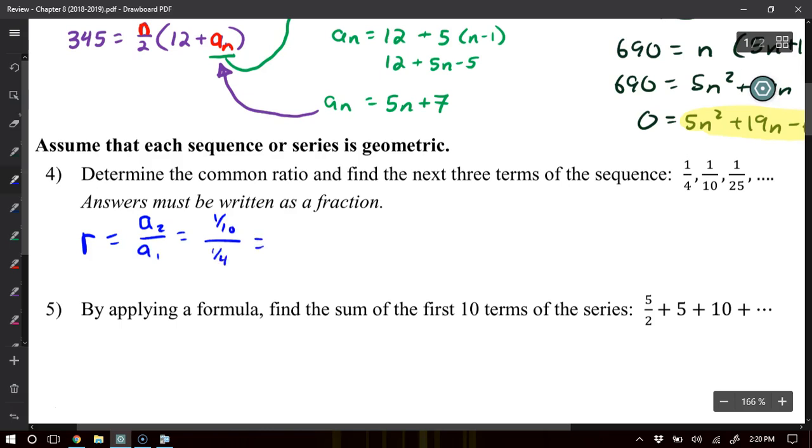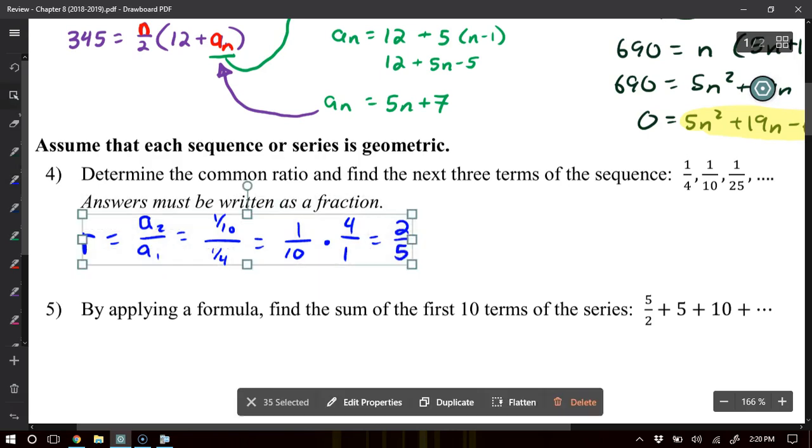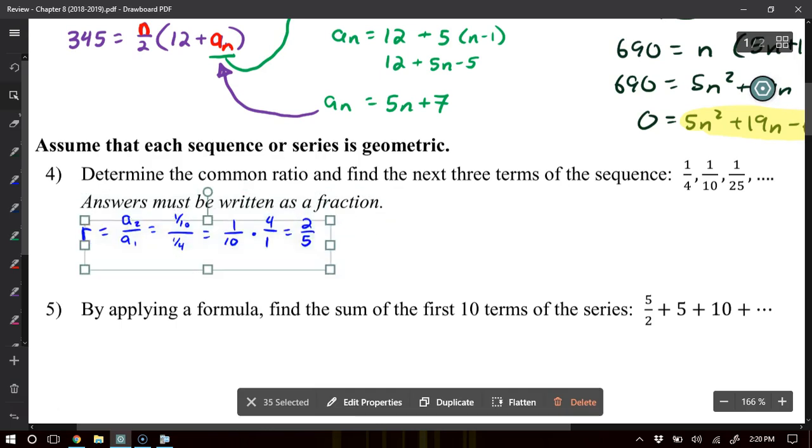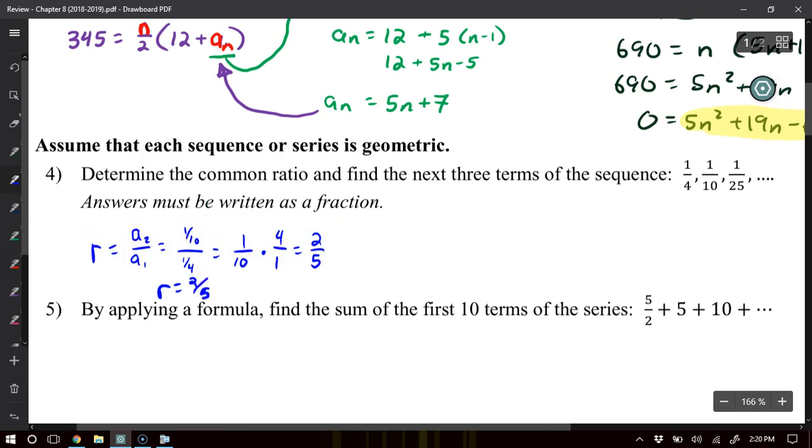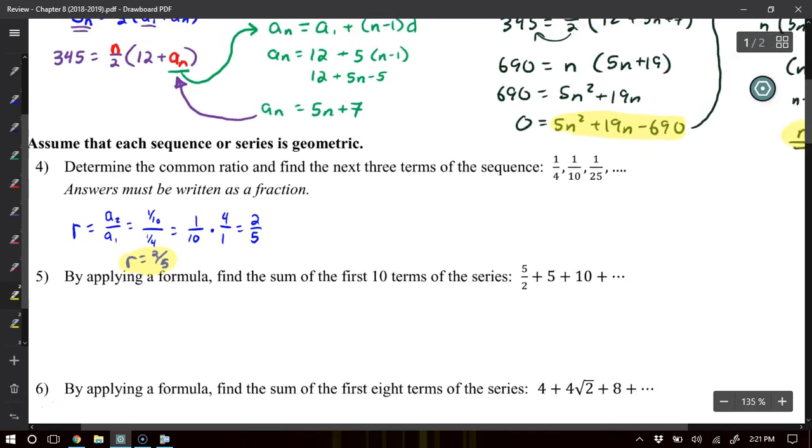Now, because it's me, I like to do it by hand. When I'm dividing by a fraction, I'm going to flip it and multiply. So I get 4/10, which is 2 fifths. So there's the first part of the problem. You're asked to find the common ratio, and I know my ratio equals 2 fifths. The next part says now use that ratio to find the next 3 terms.